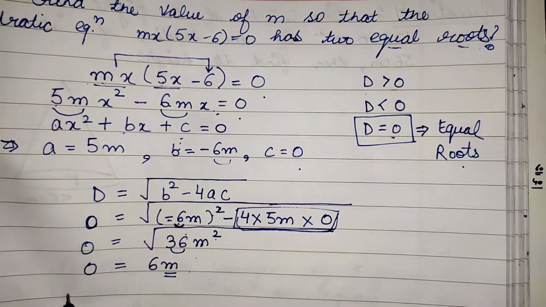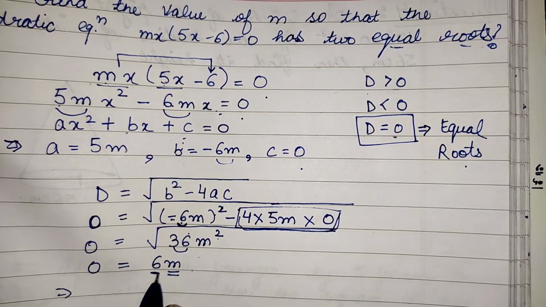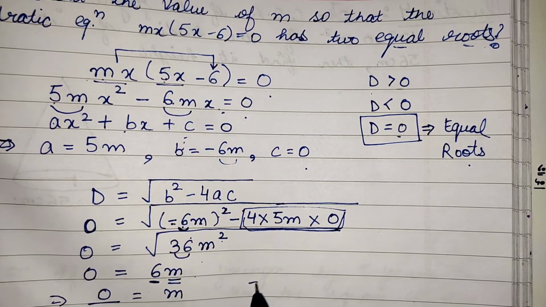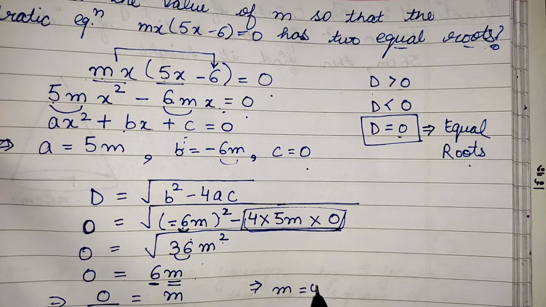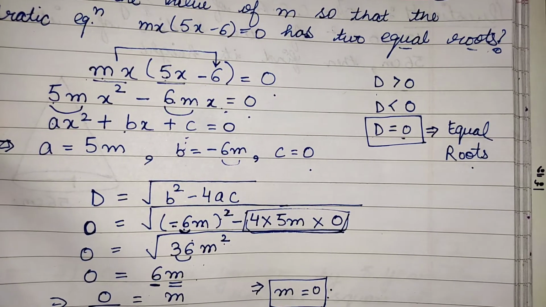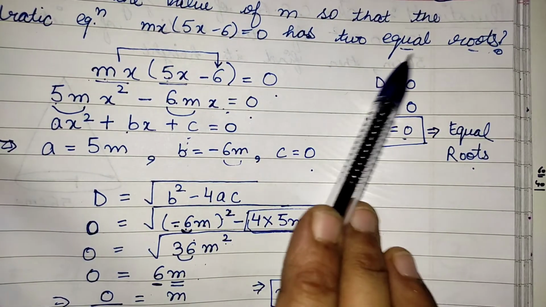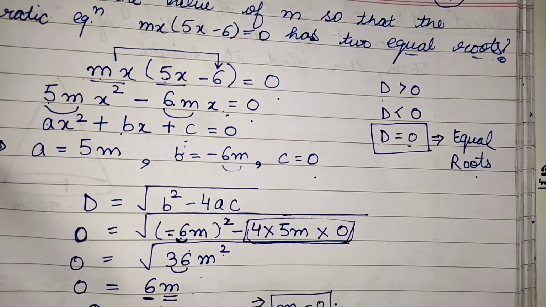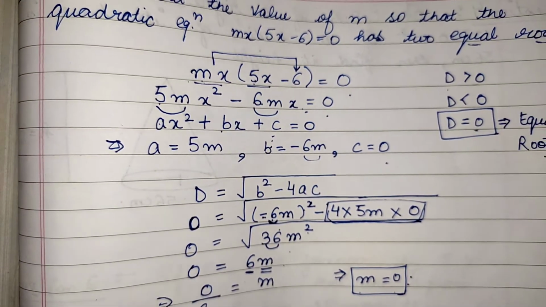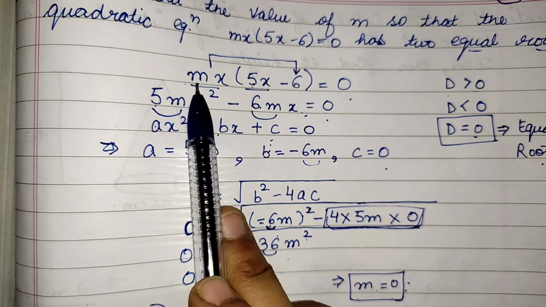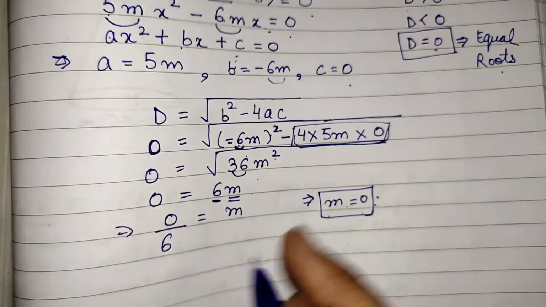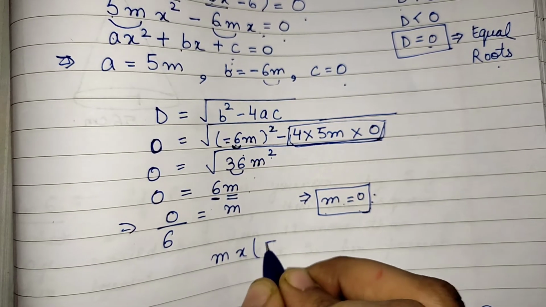So that means that this 6 is being multiplied here. When it will go to the left hand side, then it will be divided, so my m will be equal to 0. So that means for the value of 0, if m is 0, then this equation will have 2 equal roots. Okay, so see, m is coming as equal to 0, but if I am going to put the value of m equal to 0 in my equation, then my equation will not be a quadratic equation.